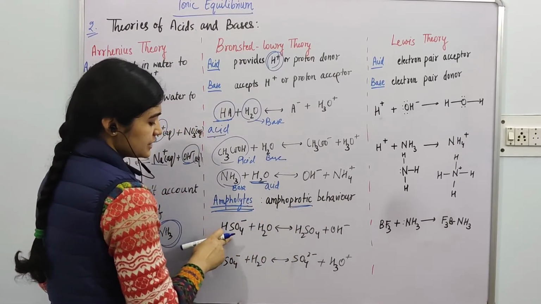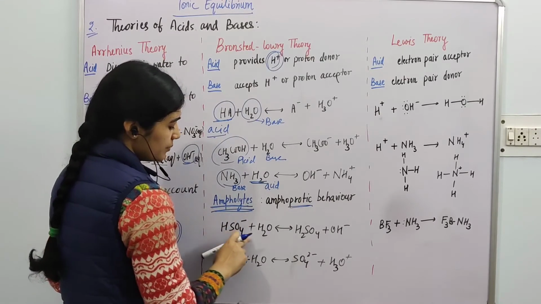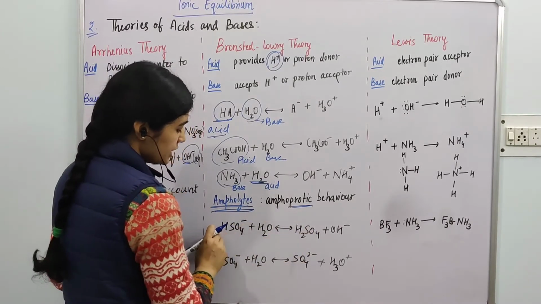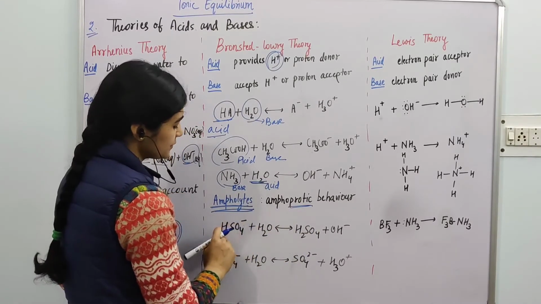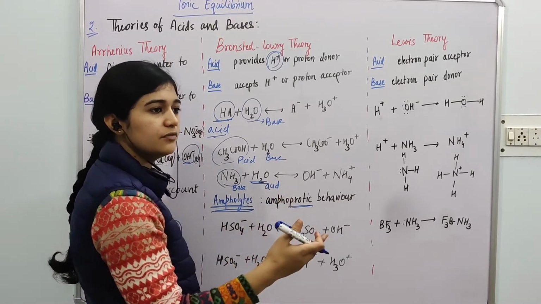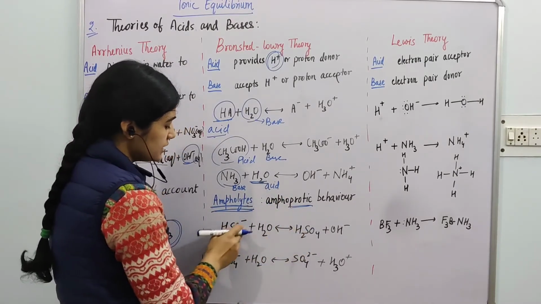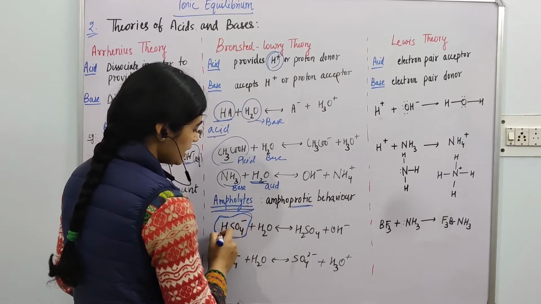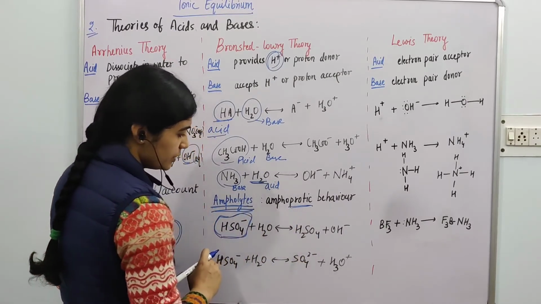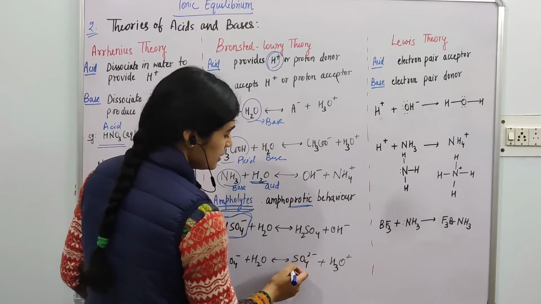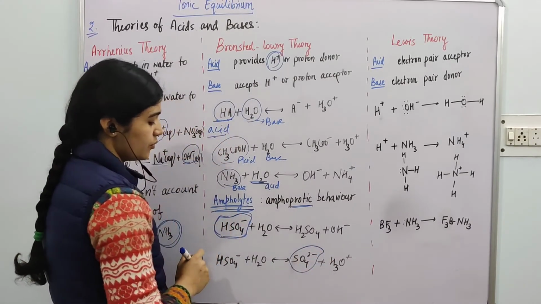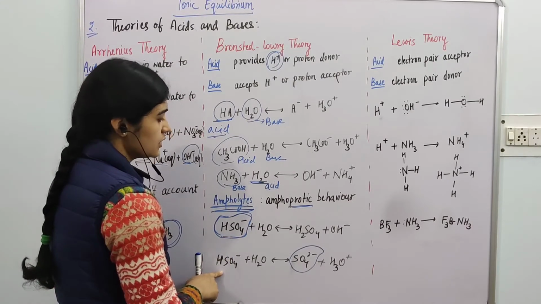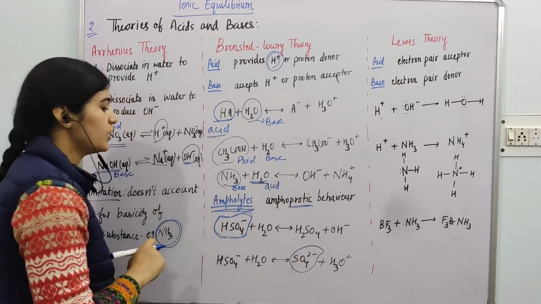Another example is HSO4 negative. If you take an aqueous solution, what happens? Your sulfuric acid dissociates to form HSO4 negative. This further dissociates into SO4 2 negative and a proton. So this species is an ampholyte. It can either go in the direction where sulfuric acid is being formed, or it can go in the direction where SO4 negative is being formed. So this species can act as an acid as well as a base. So it's another example of an ampholyte.